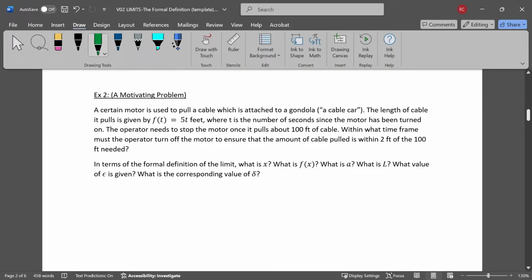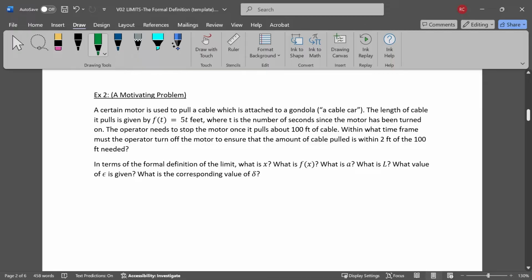So, example 2. I've called this a motivating problem because it's an application problem that should hopefully help you see that this formal definition of the limit isn't just some arbitrary complicated thing that we've done to make things harder than it needs to be. These are important ways of accurately describing ideas that tie to real-world applications. It's not just an esoteric thing, it's how we think about applying these concepts in the real world. So let's take a look at this problem.